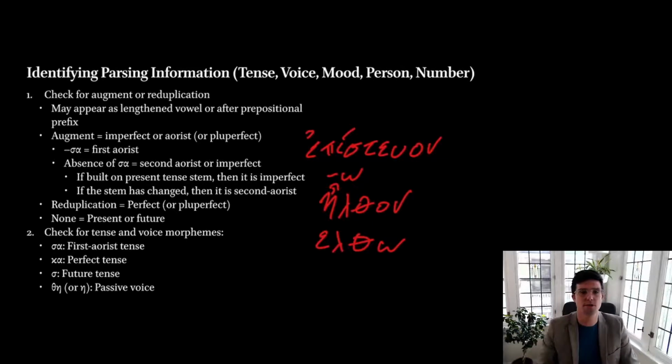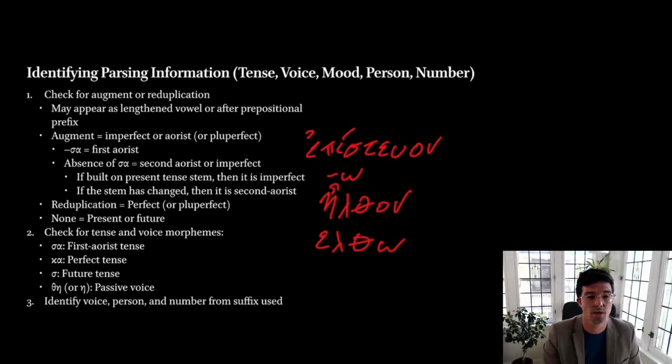And then number 2 here, our next step is to check for tense and voice morphemes. So if you see one of these, a sigma, a kappa, a sigma, a theta eta, or simply an eta, you're going to know you have either the first aorist tense if it's sigma, you have a perfect tense if it's kappa, you have a future tense if it's sigma, and you have a passive voice verb if it's theta eta. And then you go on to identify the voice, person, and number based on the suffix, based on what comes at the end of the verb.